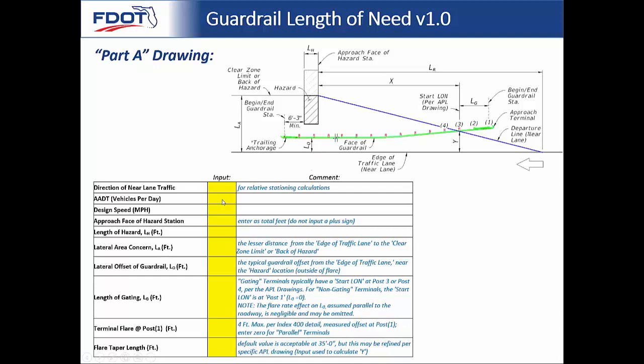So the second input is ADT in vehicles per day. That would be for the total roadway.